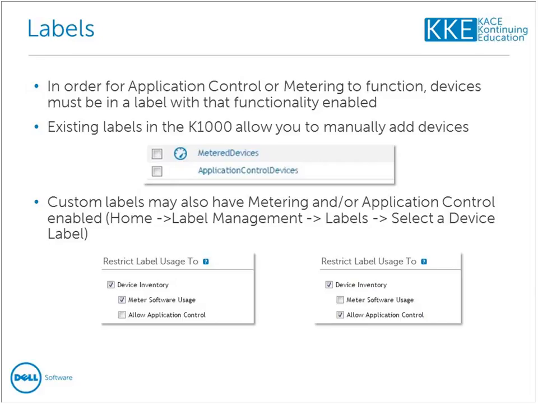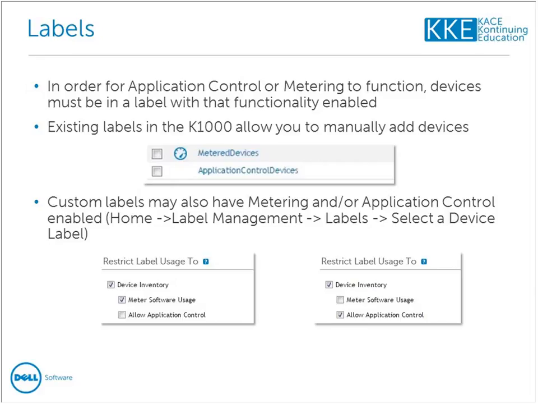Now, we have the appliance. The appliance has 2 labels that come with it. They are manual labels, and you can use them if you would like, although best practice would be to not use these particular labels. We like to steer people away from manual labels in general, but we have them there. If you want to use them, that's okay. And you can see we have a label called metered devices, and another label called application control devices.